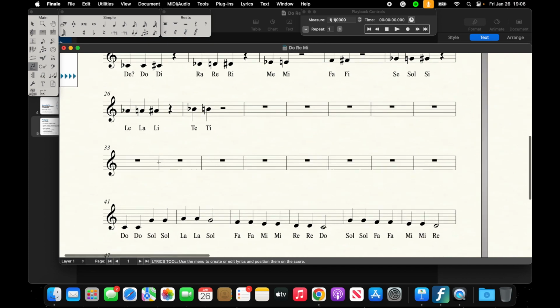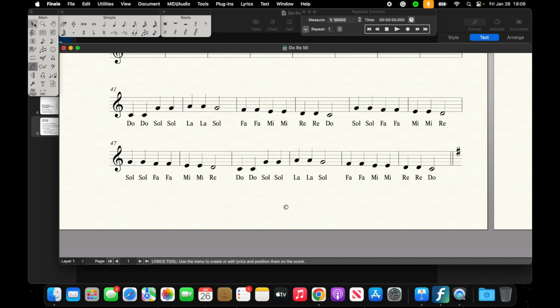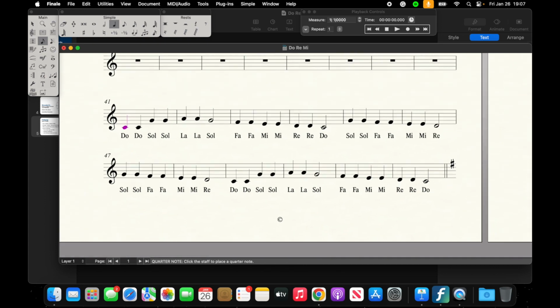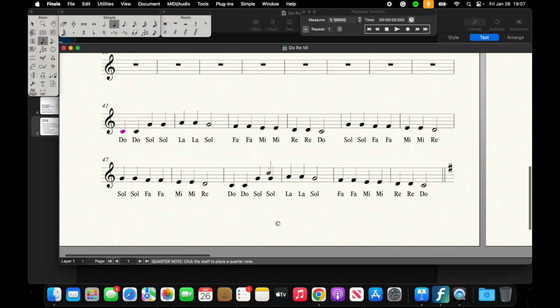All right. Now, let's put this into a practical exercise. So let me click on my notes so I get this going right. Okay. Do, do, so, la, so, fa, mi, re, do. So, fa, mi, re. So, fa, mi, re. Do, so, la, so. Fa, mi, re, do. All right. This could be fixed or movable.